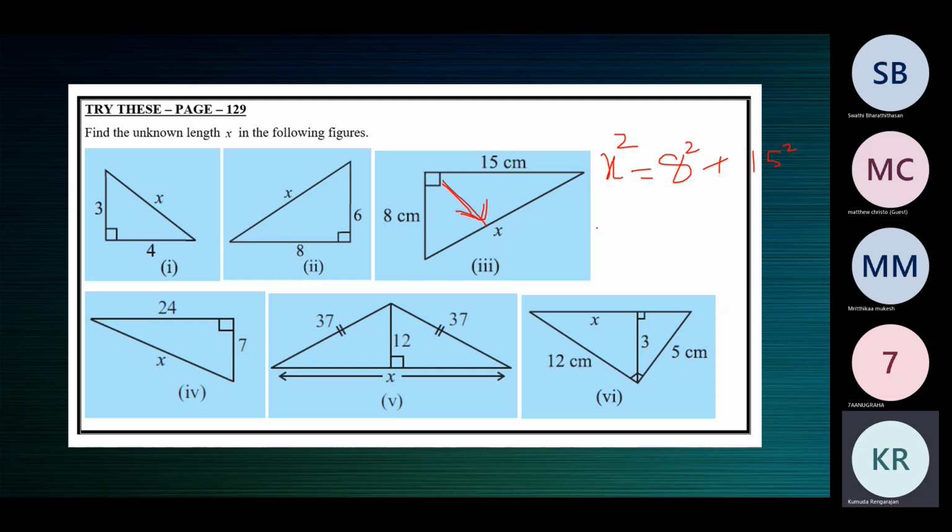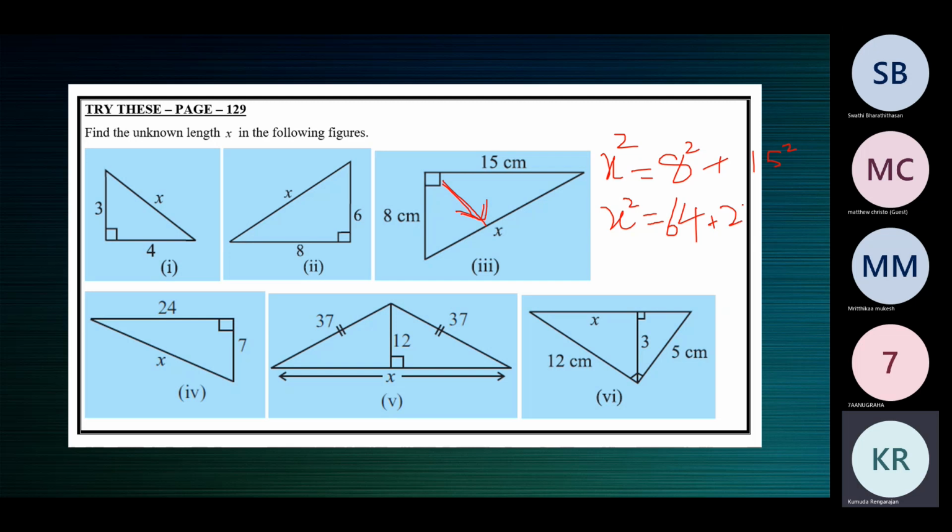So this is the equation by Pythagoras theorem: x square is equal to 8 square plus 15 square. You should square all the sides. You must write x square separately because that is the hypotenuse square. On the other side, you must add the squares of the other two sides. So we get x square is equal to 64 plus 15 square.